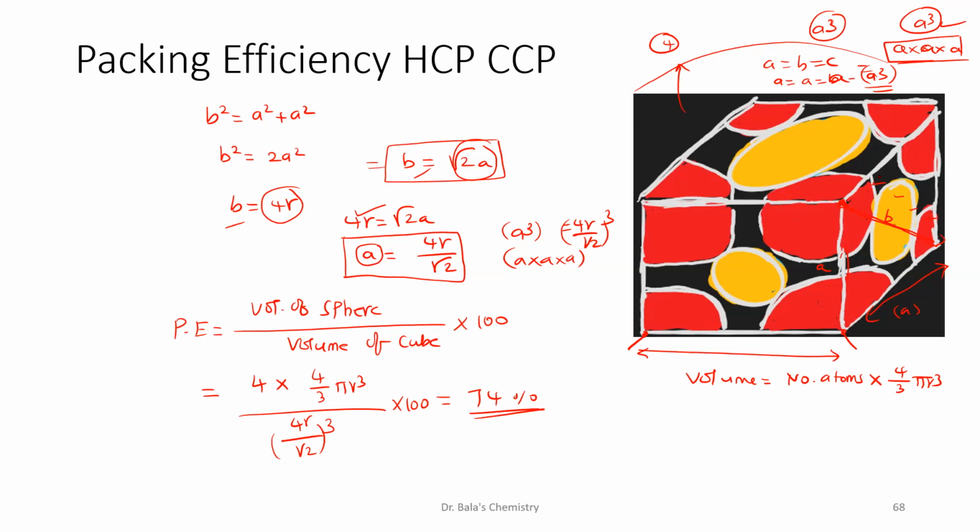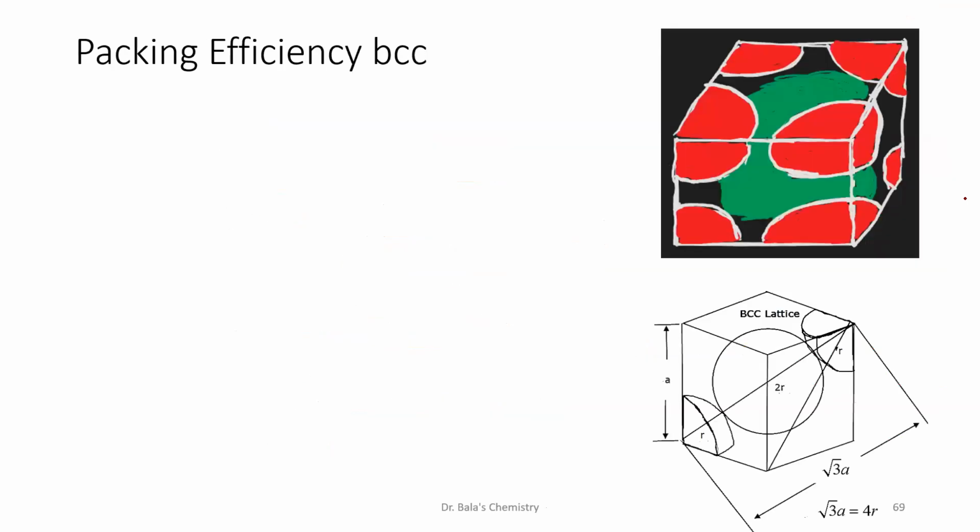Yes, sir. This is R, this is 2R, a full atom is there, and this is R. So totally 4R. So 4R is equal to root 2 A. So we can calculate the A value, and from that A we can calculate A cube. That gives the packing efficiency, almost 74%.